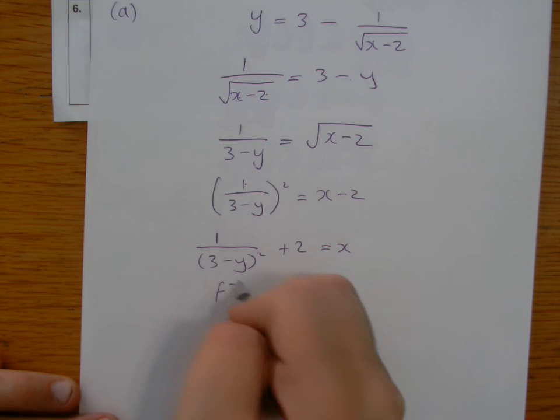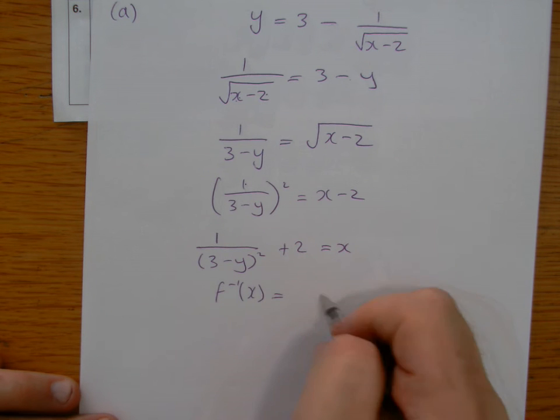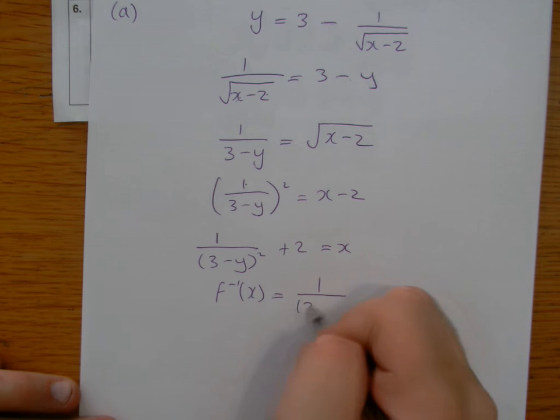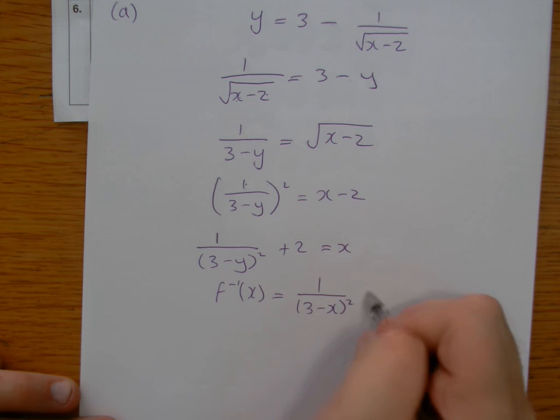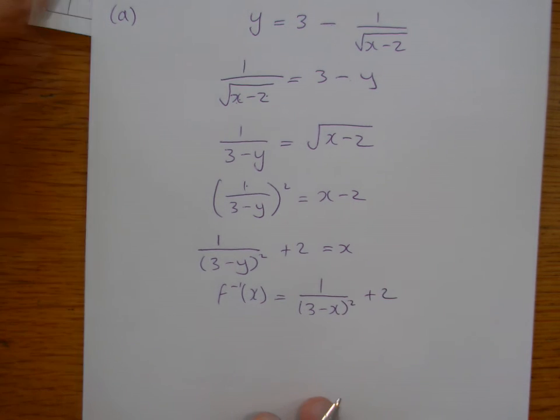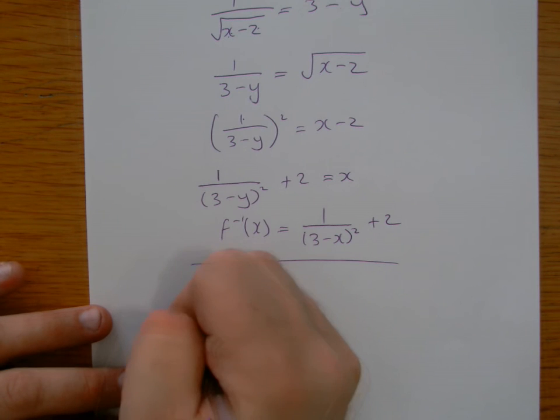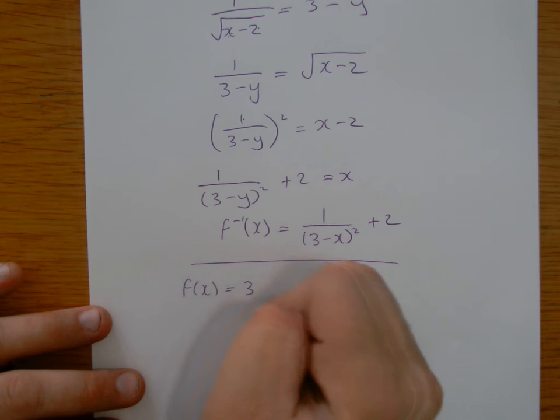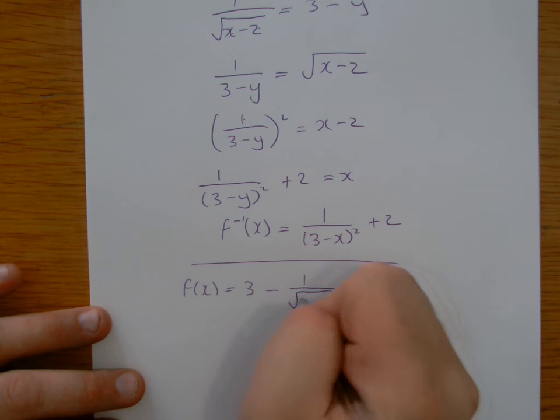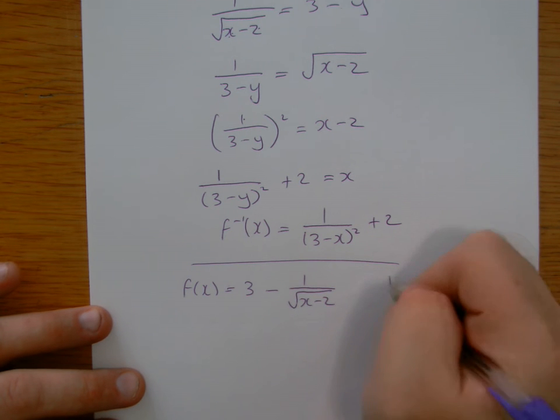So my inverse function of x will be this. Okay, so 1 over 3 minus x, squared, plus 2, there in terms of x. So then they say, of course, find the domain of this. Well, we've got to go back to f and consider that. So let's write down what the domain was for f.